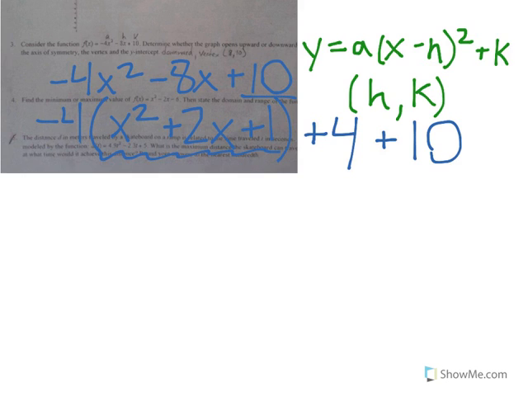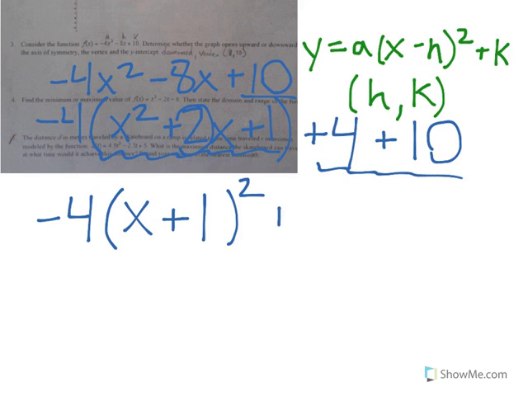Now I can rewrite that perfect square trinomial as something squared. Well, what binomial squared gives you x squared plus 2x plus 1? The trick is it's x plus half of that middle term. So it's x plus 1 squared. And then I can combine these, plus 4 plus 10, that's plus 14.